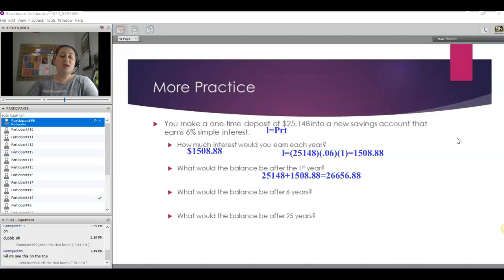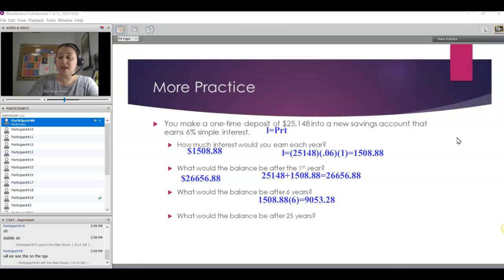$26,656.88. What would my balance be after 6 years? Well, I go ahead and do a couple of different things. I take my interest and I multiply it by 6. When I take my interest of $1,508.88 and I multiply it by 6, I get $9,053.28.